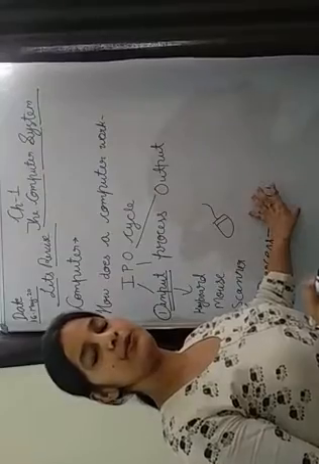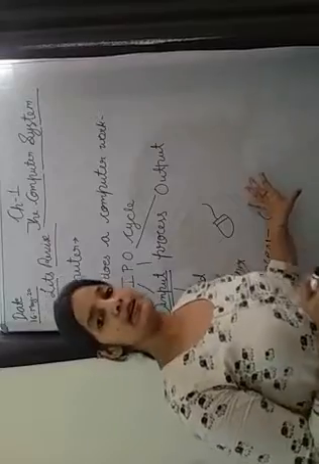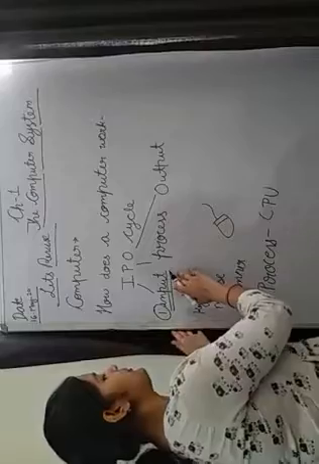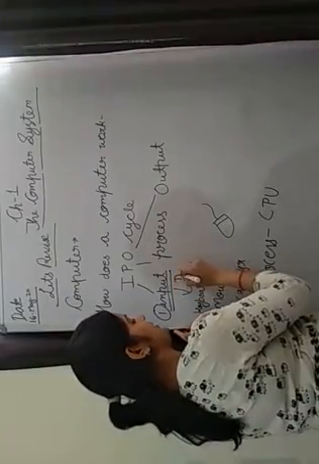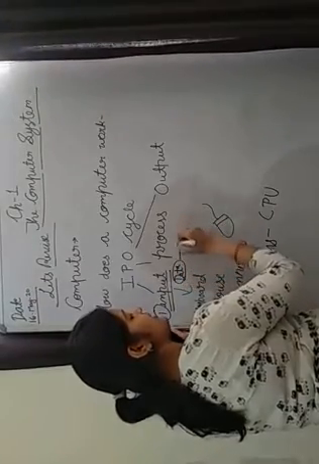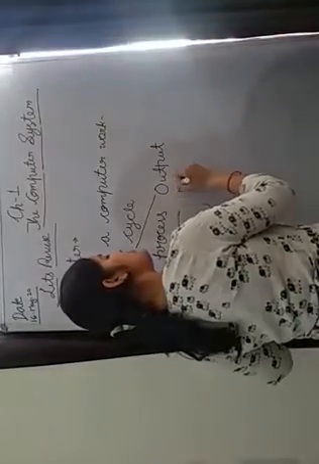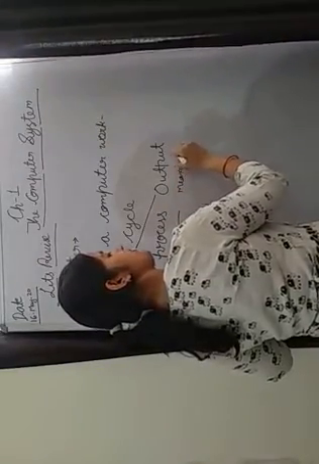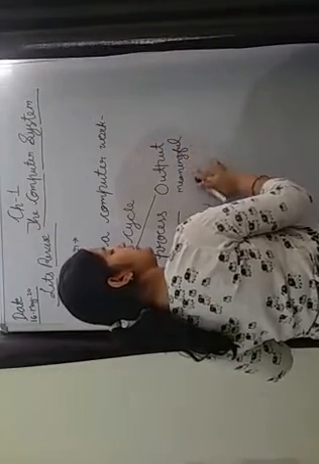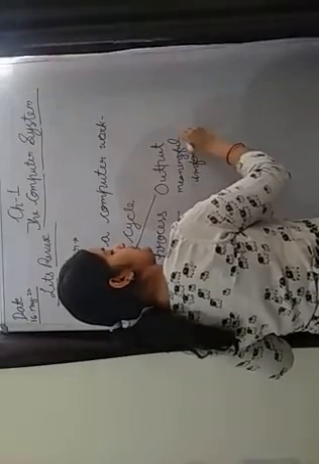What does the CPU do? It processes the data entered by the user and generates meaningful information. Means input devices give you what, beta? Data, and who processes this data? CPU. And then you get meaningful information, that is known as output. Meaningful information is known as output.